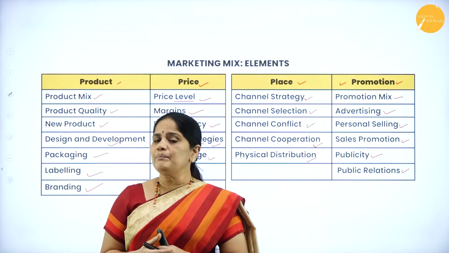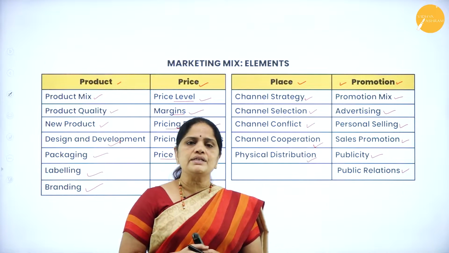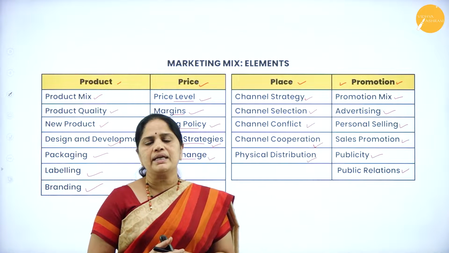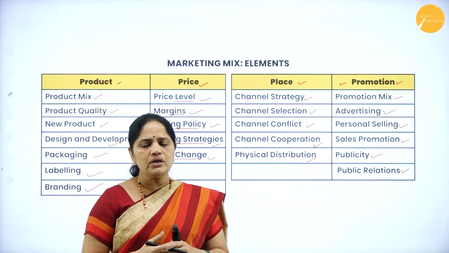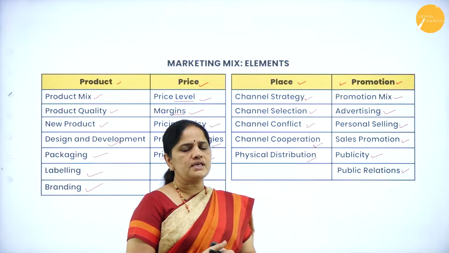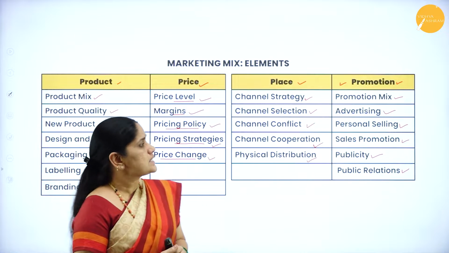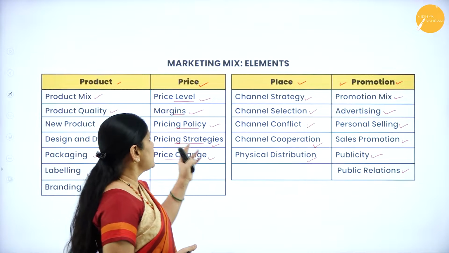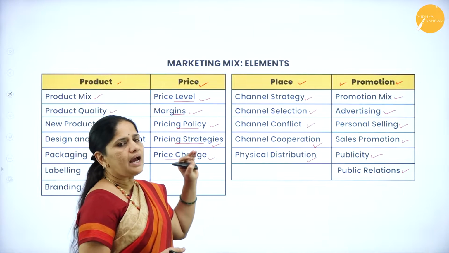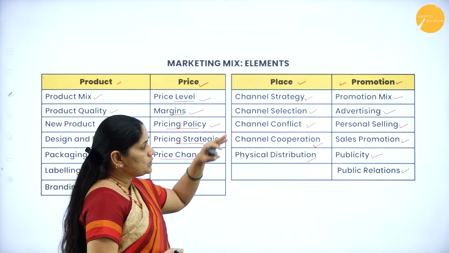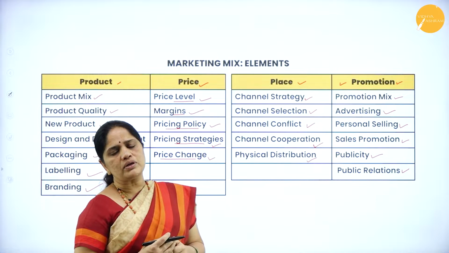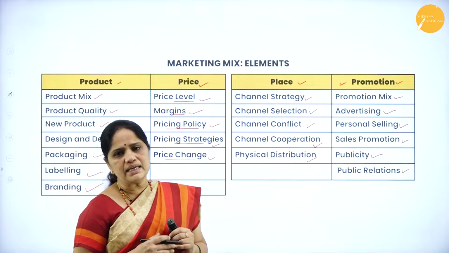And the last one is public relations. Public relations refers to the image of the company, how well the company has maintained its image. So, it will be taken care of by the public relations officer. So, the marketing mix has 4 elements, that is product, place, price and promotion, and we have to think of all this before we come to a conclusion about what is the perfect marketing mix.